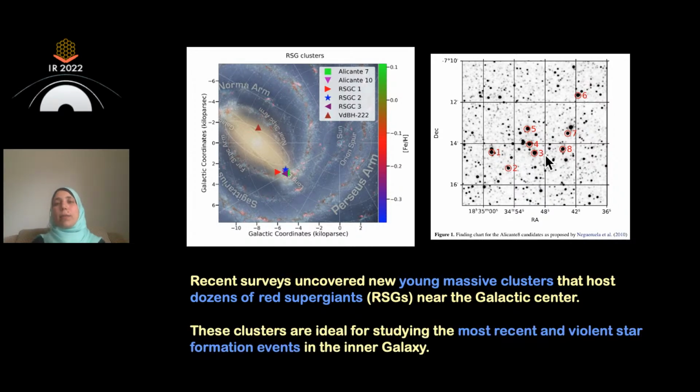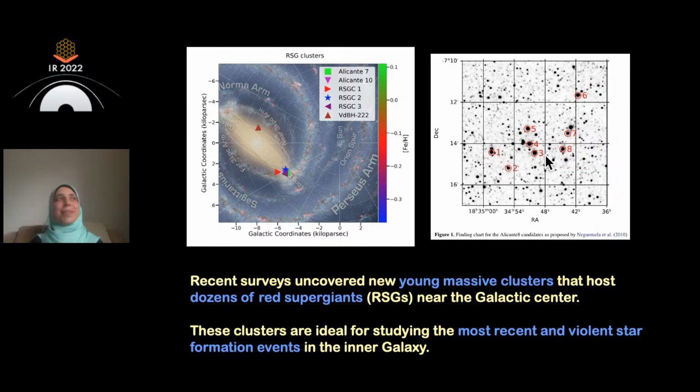And the nice thing about these star clusters is that they're ideal to study the most recent and violent star formation events in the inner galaxy. And you're going to see why I'm calling them the most recent star formation events. It has to do with the fact that the red supergiants are young, which means that if we observe a star cluster that has red supergiants, this is a young star cluster, which means that it formed recently.